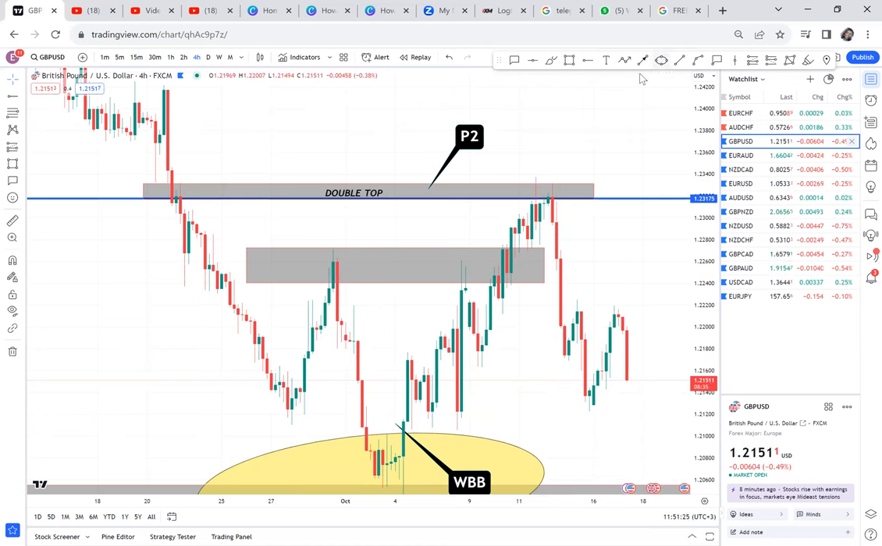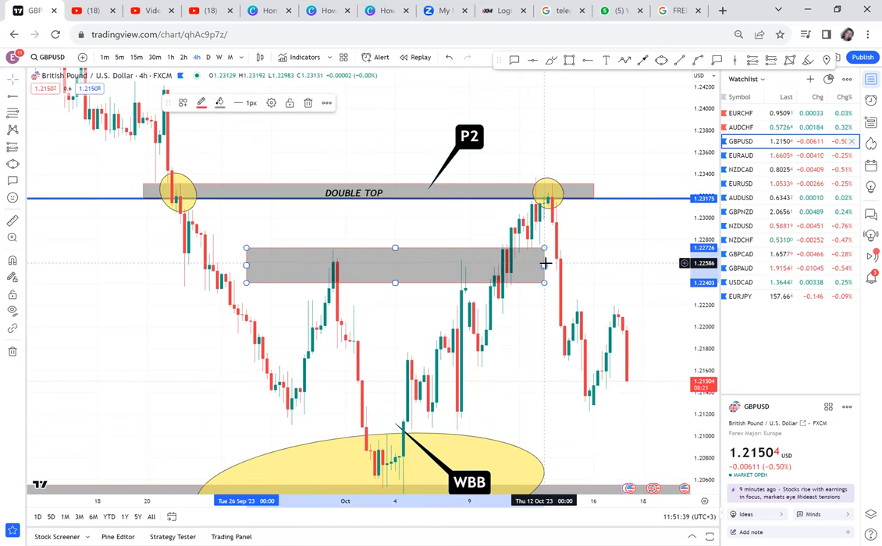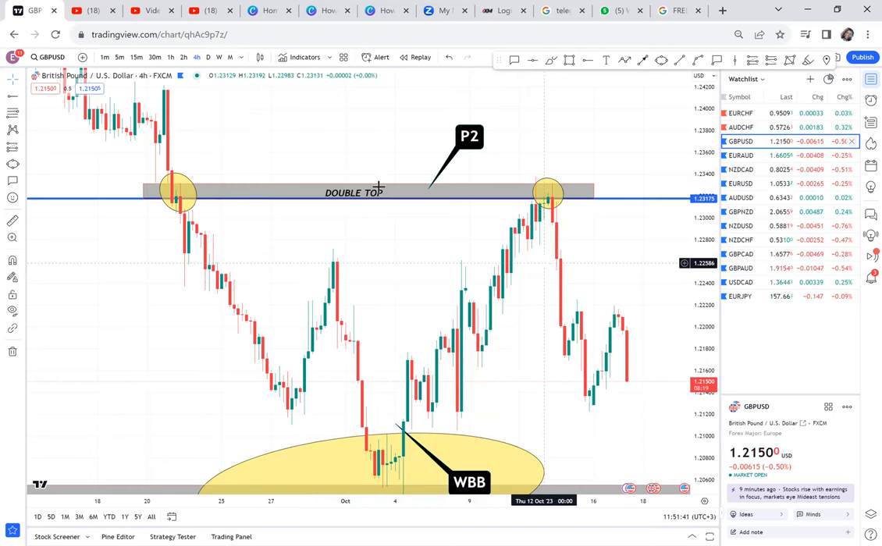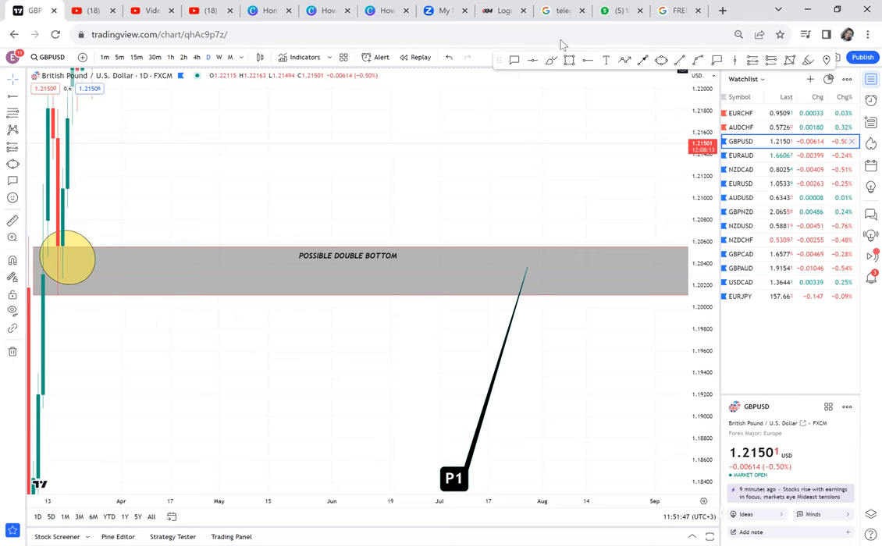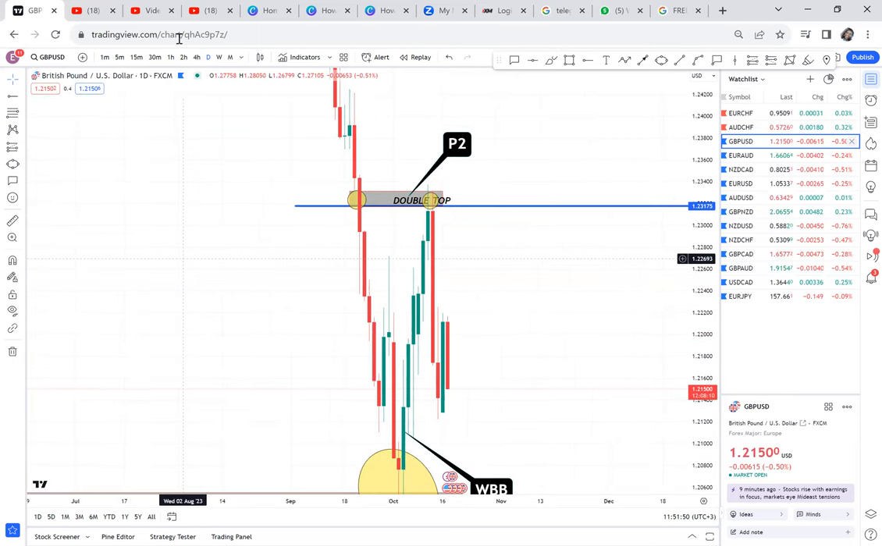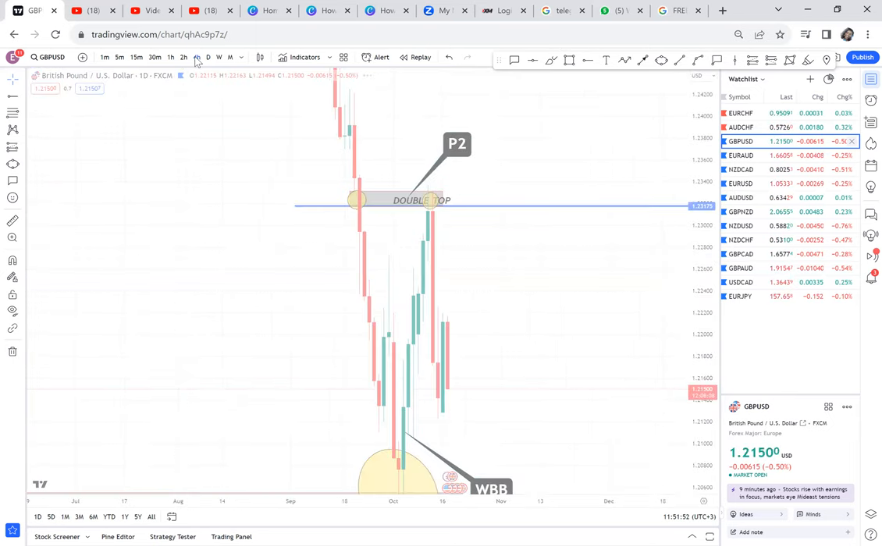We need first to convince you that this double top is not on the daily. And they know, you guys think the market is not hitting 1.25. It is going to hit, but it will hit when pattern three confirms. We are still in pattern two. So when I come to the daily, there's nothing. So we have pattern one, possible double bottom, and pattern two, a double top, but the double top is now on the 4 hour.